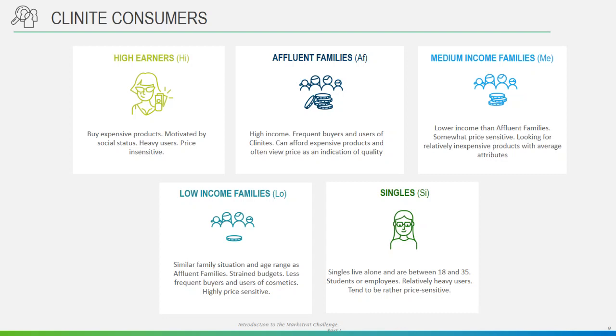High earners and affluent families, quality over price. They don't really care what it costs. They're willing to pay more money. Low income families are very price sensitive. It doesn't really matter what the other attributes are. Medium income families are somewhere in the middle. Singles are somewhere in the middle as well. They tend to be brand switchers a lot of the time.